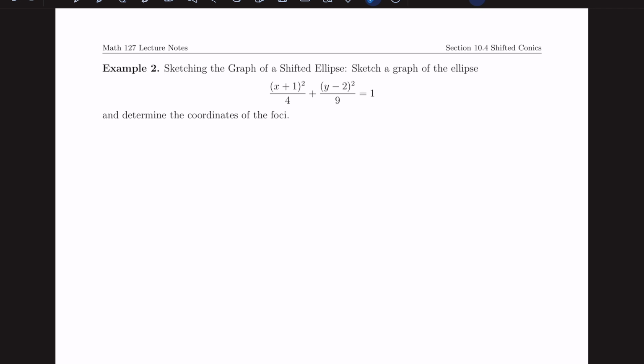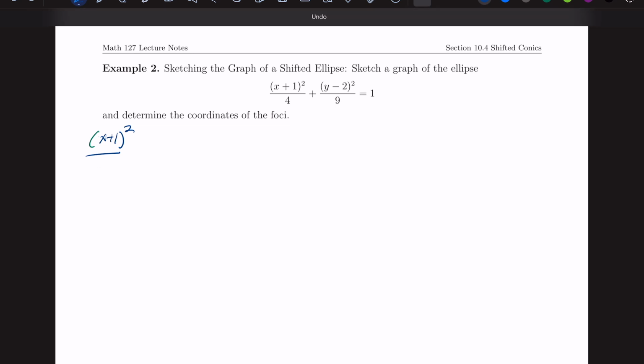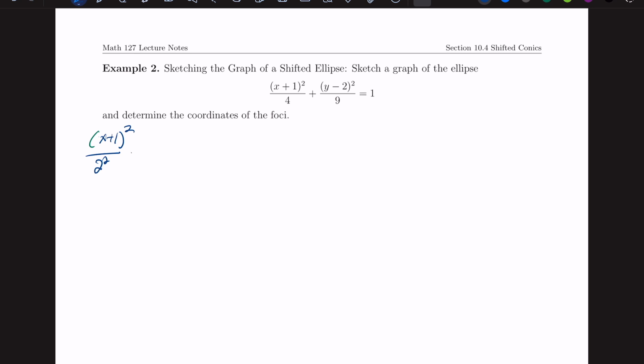So here we have our first example. We're going to be looking at the shifted ellipse. So let's look at this carefully together. So here we have x plus 1 squared over 4. And for simplicity reasons, let's write that 4 as 2 squared. And then we have plus y minus 2 squared over 9. And for simplicity reasons, we'll write this as 3 squared, equal to 1.